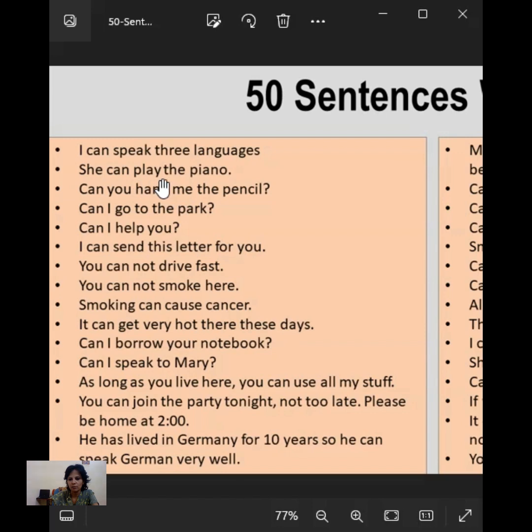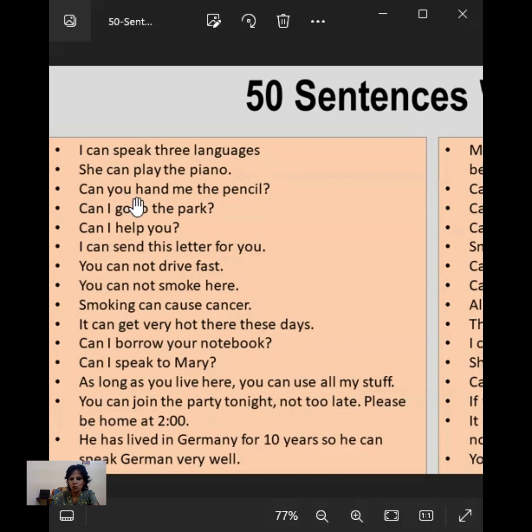And next one, she can play the piano. She knows how to play the piano. She had learned, and now she can play. If we say she can't play, that means she doesn't know how to play. Here she can, because she knows how to play the piano. She had learned how to play, so she has this skill. That is what it means.